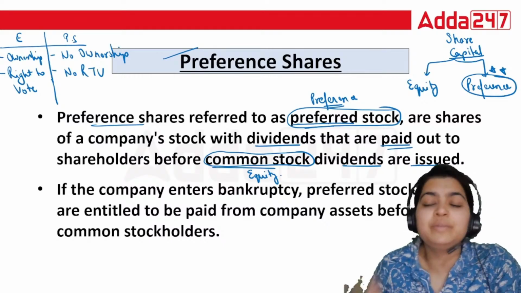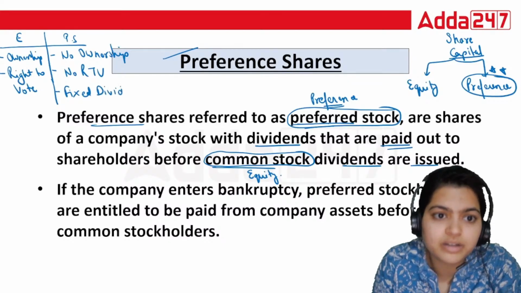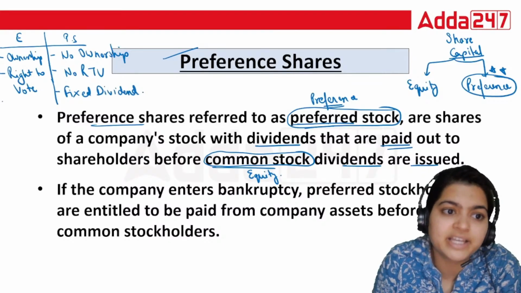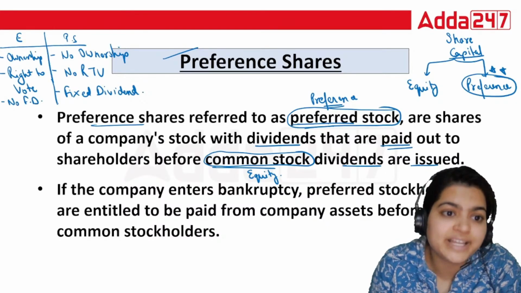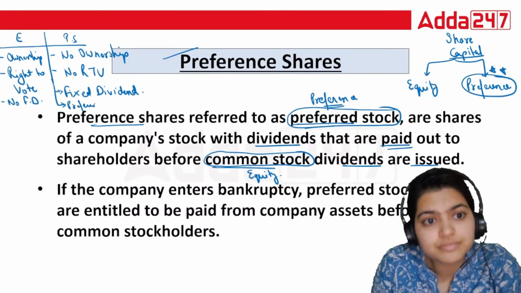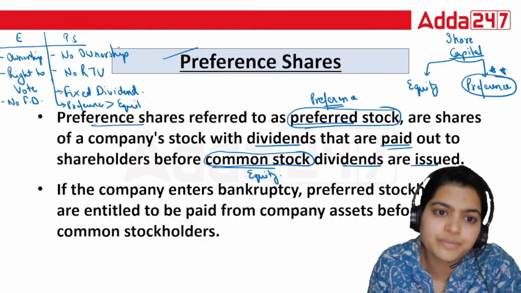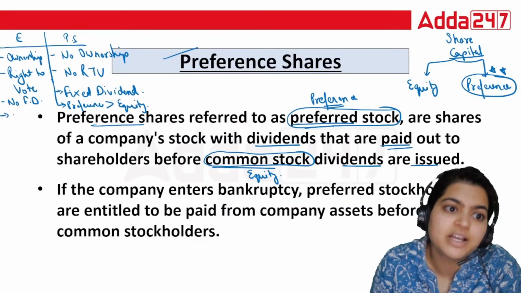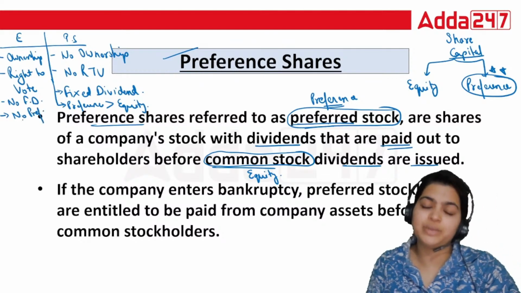So why will we be purchasing preference shares? Because here you will get a fixed dividend. In equity, no fixed dividend. Then finally, you will get preference at the time of liquidation over equity. In equity, no preference will be given at the time of liquidation.